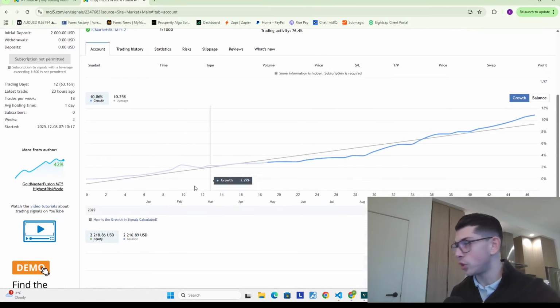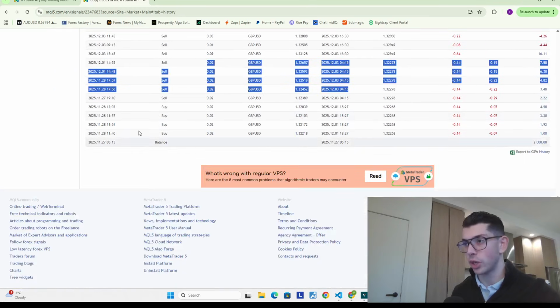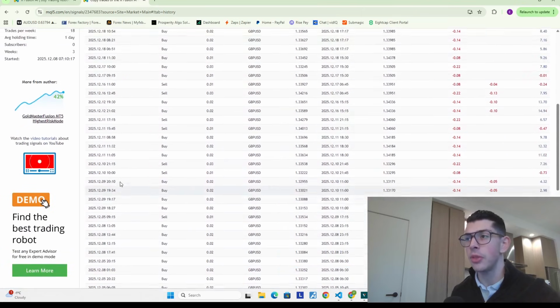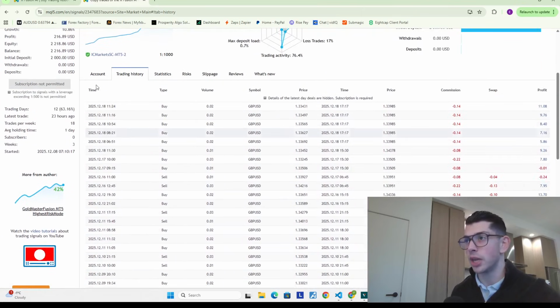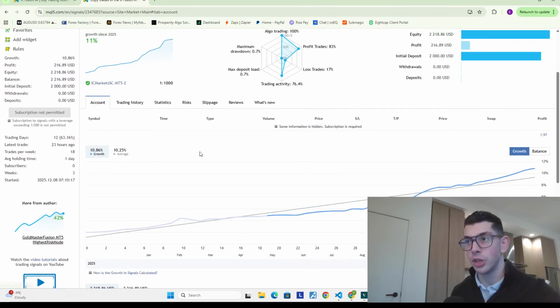He's ran it for just around 1 month by now. Actually, it's not even quite a month. It's a bit less than a month. And so far he's made 11%. And this appears to be with relatively conservative settings.